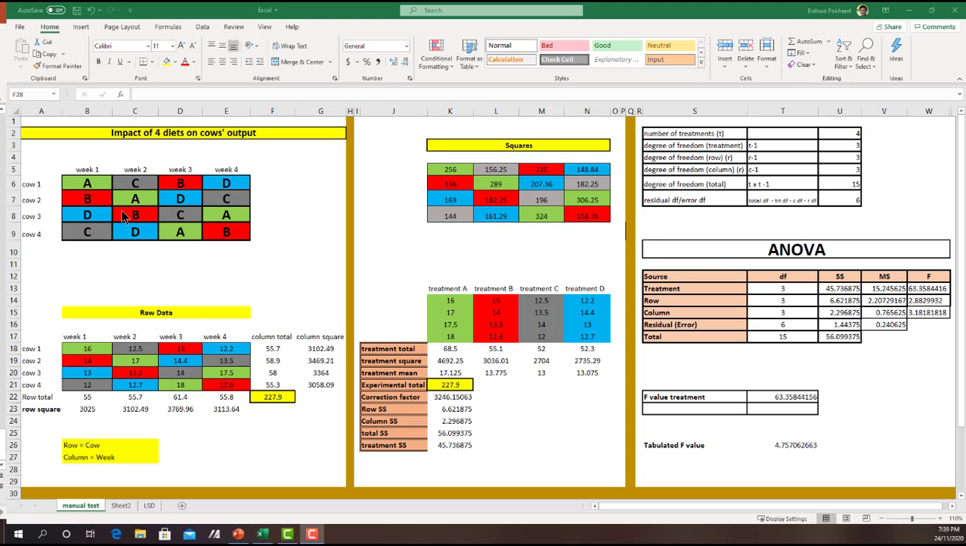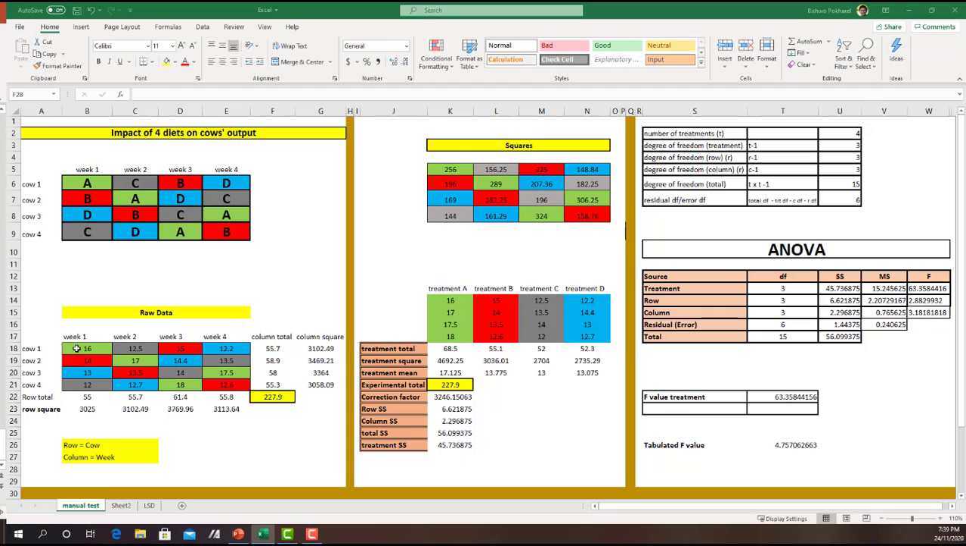So this is our Excel, where we want to know the impact of 4 different diets, that is A, B, C and D, on the output of 4 different cows. And this is a Latin square design where you have 4 treatments, 4 cows and 4 weeks. And each cow has all the treatments A, B, C and D, and each week has all the treatments A, B, C and D, and the same goes for week 3 and week 4.